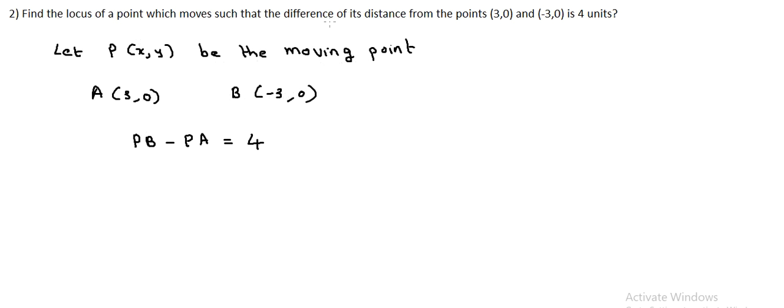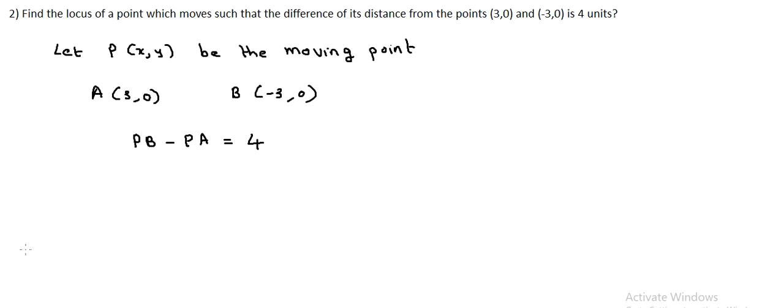It is given that the difference of its distance from the points (3, 0) and (-3, 0) is 4 units. So first we find the distance between P and the point A, then the distance between P and the point B, then the difference of these distances will be equal to 4 units. This is the given condition. So we have to find the locus of P which satisfies this condition. We will find PB and PA, substitute them in this equation, and then simplify.